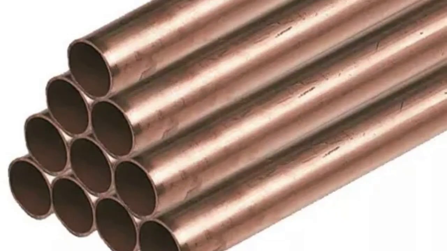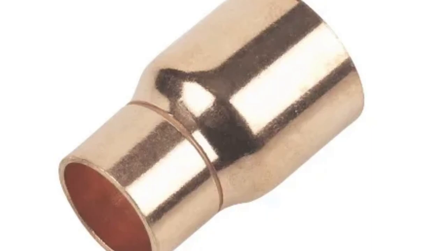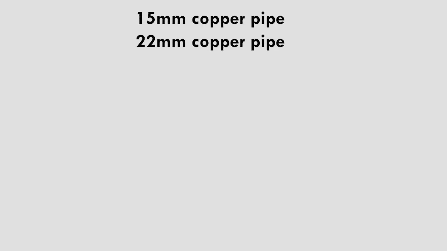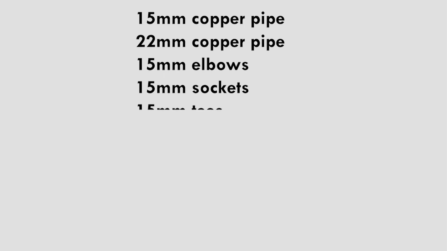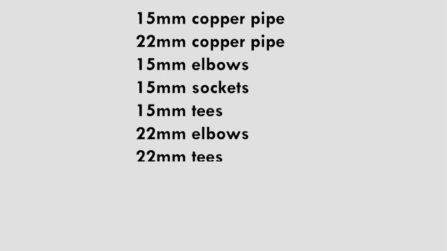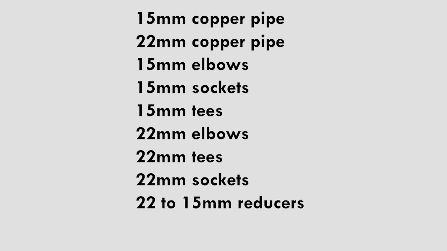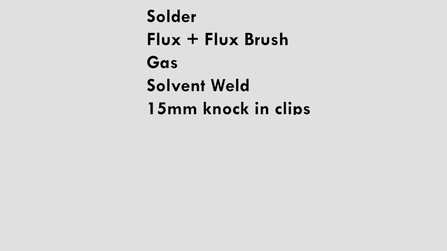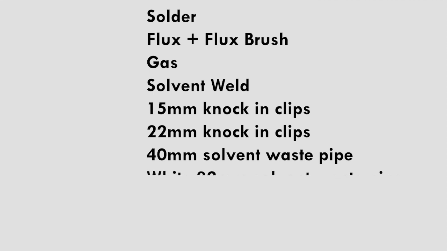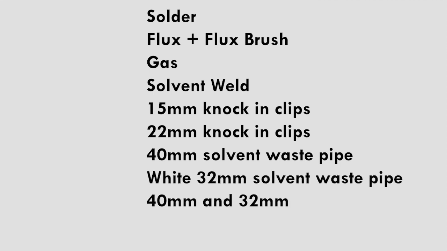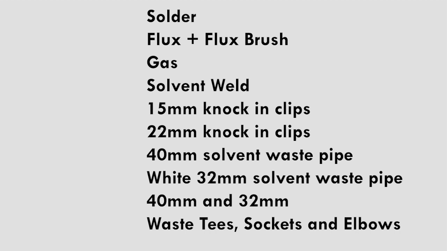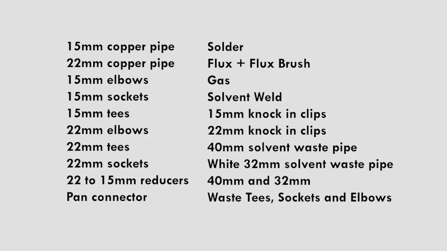Right, so let's fire away with the plumbing items. And when I use the word mil, I mean millimetre, so it's a bit of slang. But here we go, we've got 15mm copper pipe, 22mm copper pipe, 15mm elbows, 15mm sockets, 15mm T's, 22mm elbows, 22mm T's, 22mm sockets, 22mm and 50mm reducers, pan connector, solder, flux, gas, solvent weld, a flux brush, 50mm knocking clips, 22mm knocking clips, 40mm solvent waste pipe, a white 32mm solvent waste pipe, 40mm and 32mm waste tees, sockets and elbows, and that's just about it with all the plumbing items.